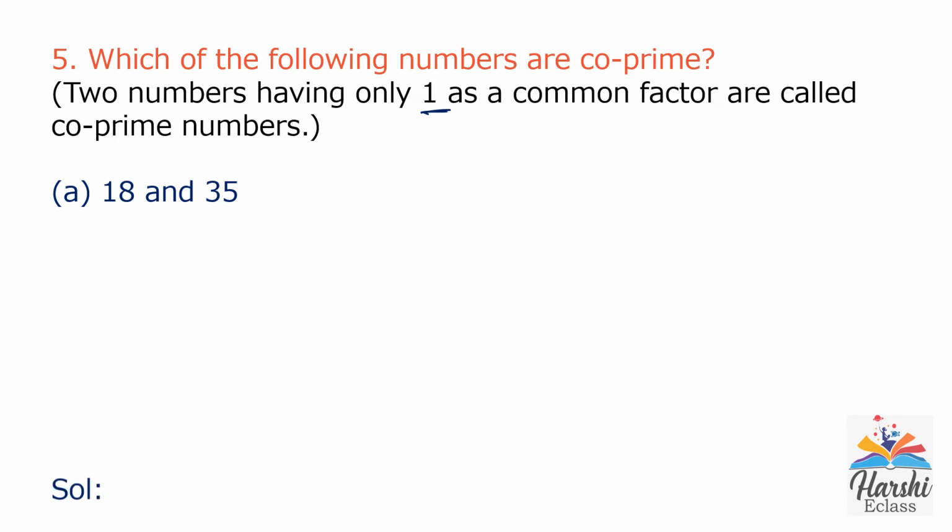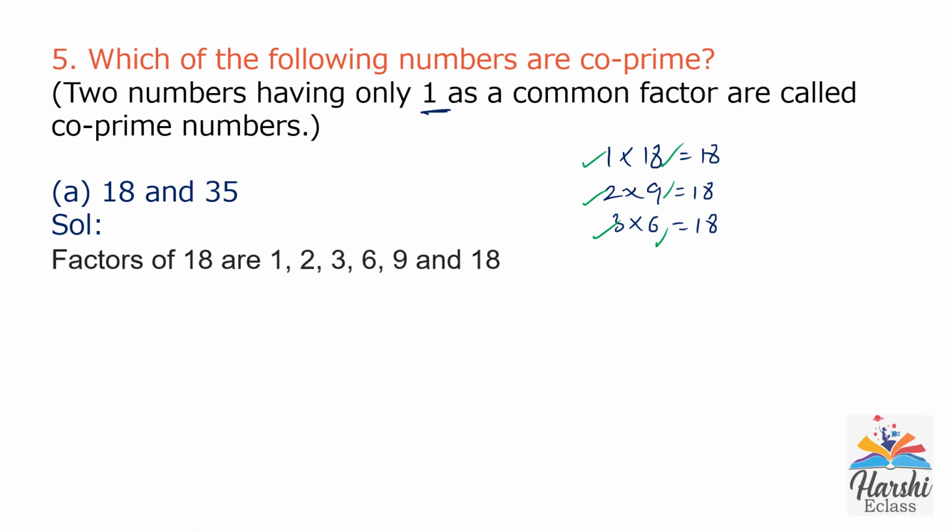Here the factors of 18 are: 1 18s are 18, 2 9s are 18, 3 6s are 18, then 6 3s. So the factors of 18 are 1, 2, 3, 6, 9 and 18. Now the factors of 35. 1 35s are 35, 5 7s are 35, then 7 5s are 35. So the factors of 35 are 1, 5, 7 and 35.